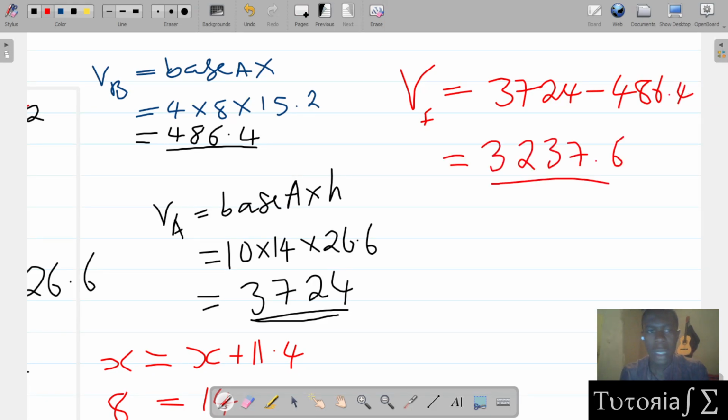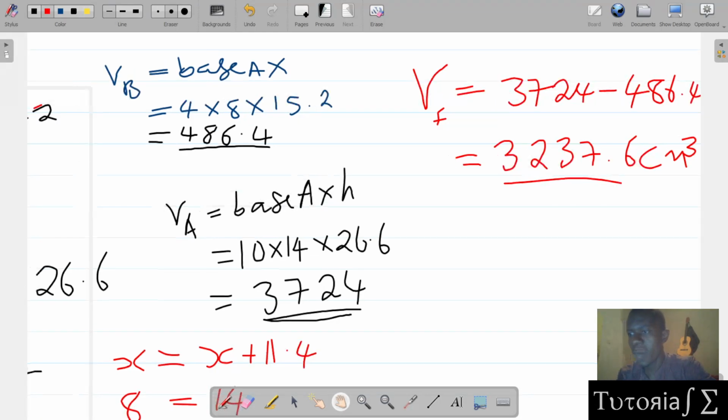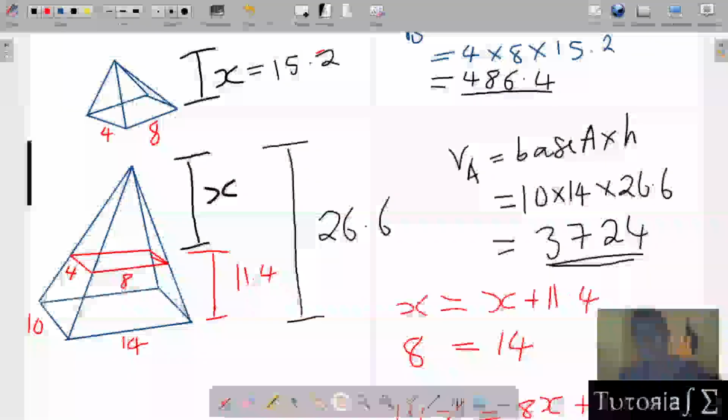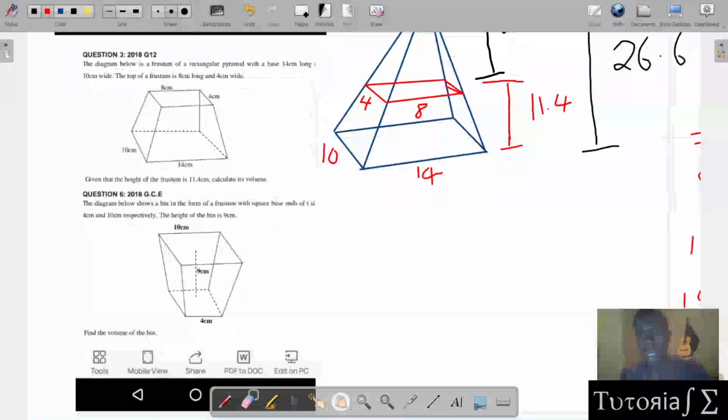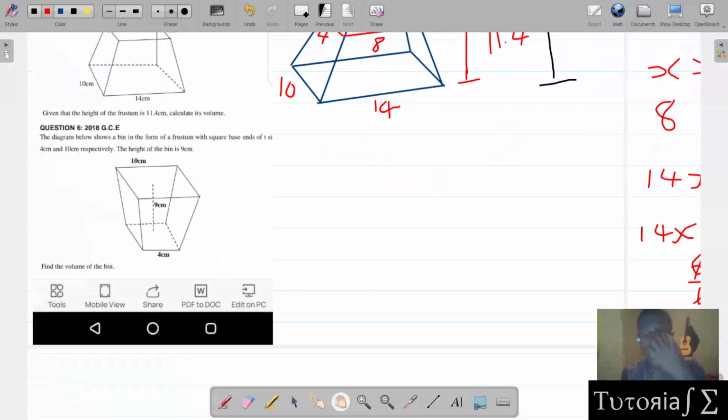All right, so if we punch that in our calculator, we get our final volume, and then we can put our units, which is centimeter cubed. So this is the process that you would have to follow. Even for the second question, you follow the same procedure. Only that in this case you'll be drawing it upside down, like that.